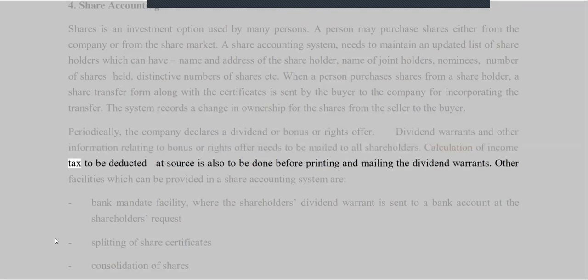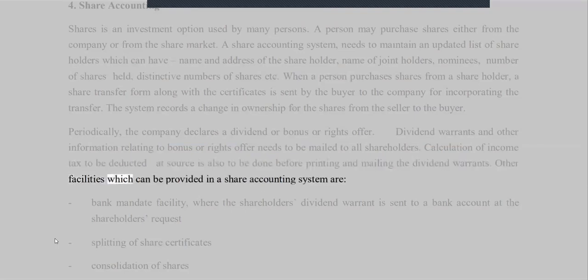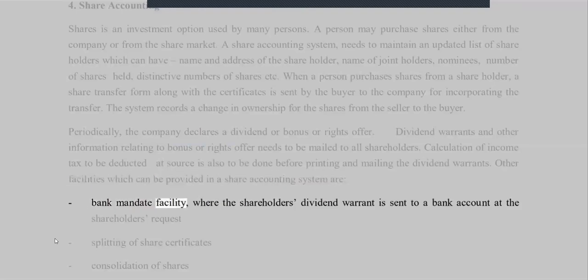Calculation of income tax to be deducted at source is also to be done before printing and mailing the dividend warrants. Other facilities which can be provided in a share accounting system are bank mandate facility, where the shareholder's dividend warrant is sent to a bank account at the shareholder's request, splitting of share certificates, consolidation of shares, mailing annual reports and other information, etc.